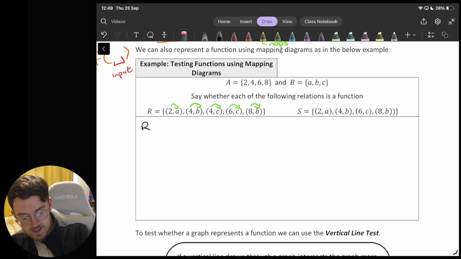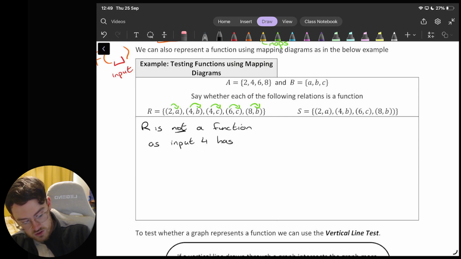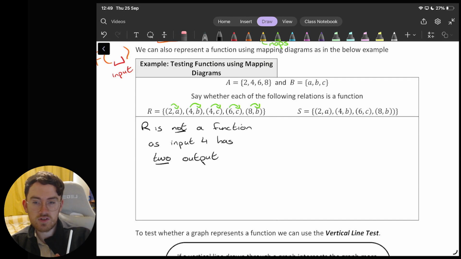This one is not a function, and there is one simple reason: input 4 has 2 outputs. One of the main things we said was that every input I put into the function must only have one output. So if I put something in, I get one thing out, and that's all.